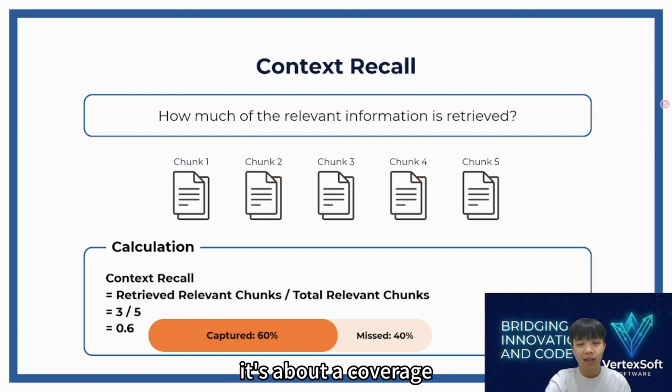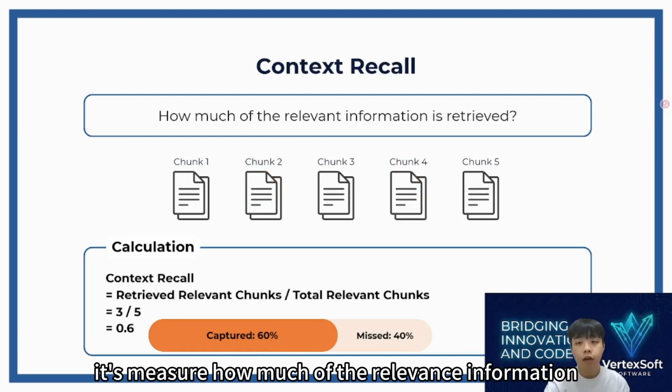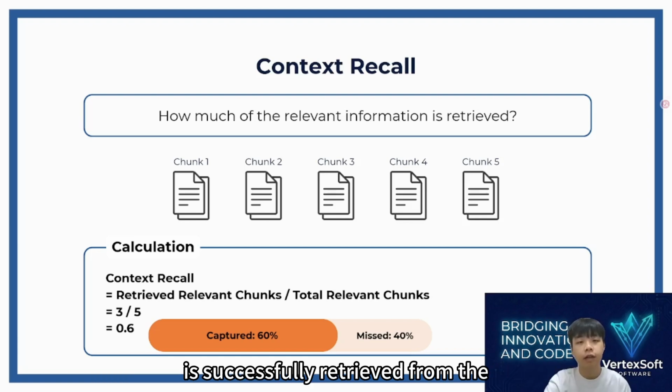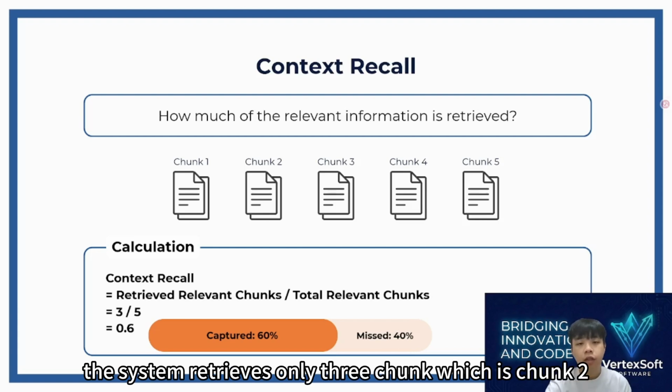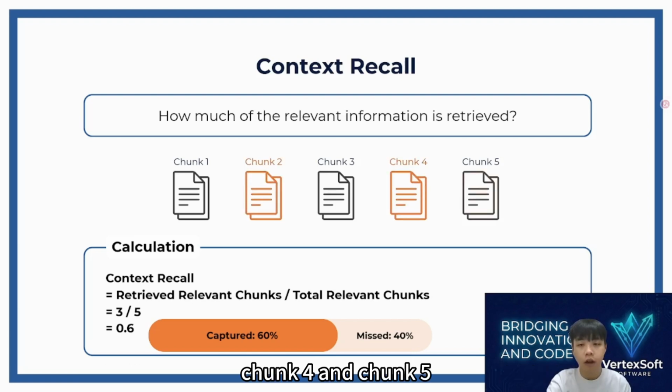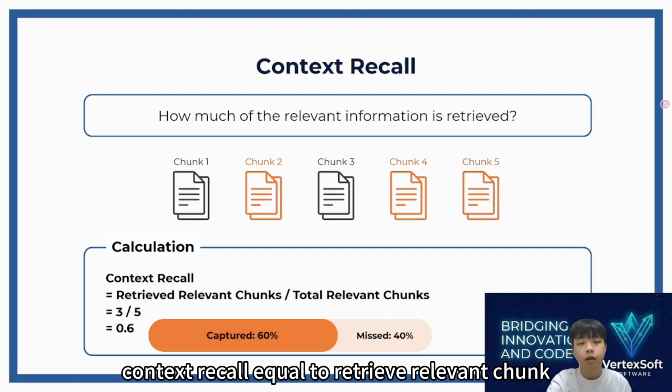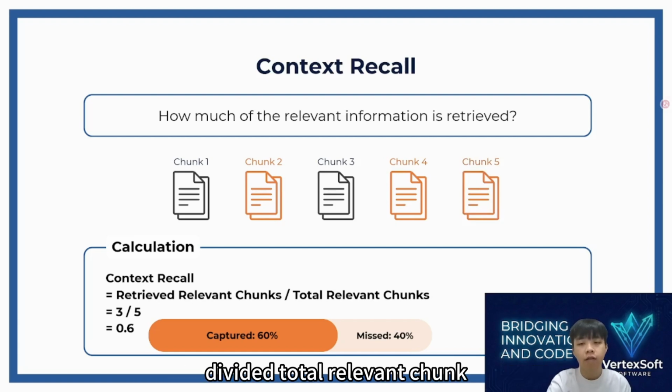It's about coverage. It measures how much of the relevant information is successfully retrieved from the total available context. For example, assume there are 5 relevant chunks of information. The system retrieves only 3 chunks, which are chunk 2, chunk 4, and chunk 5. Using the formula, context recall equals retrieved relevant chunks divided by total relevant chunks. So 3 divided by 5 equals 0.6, which is 60%.